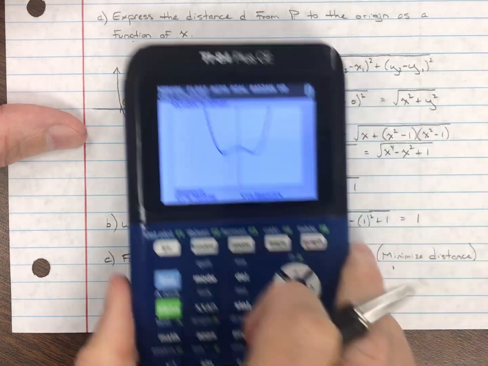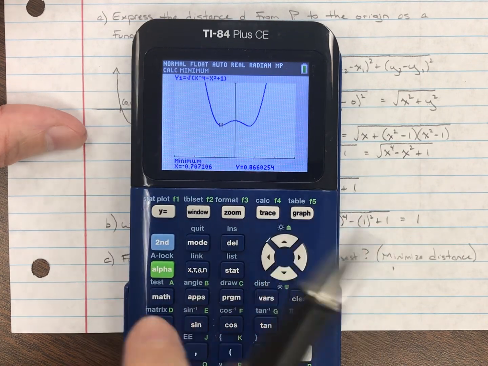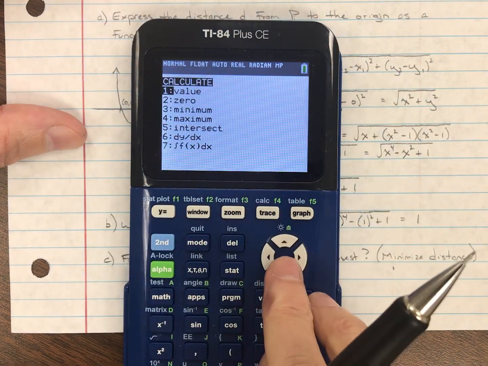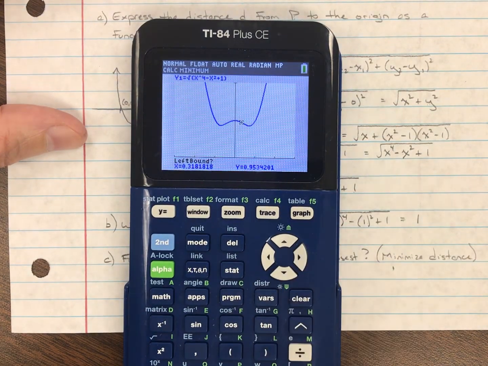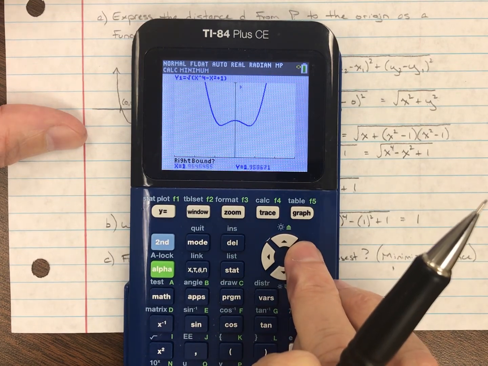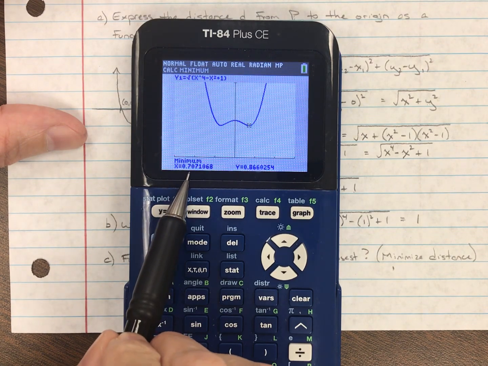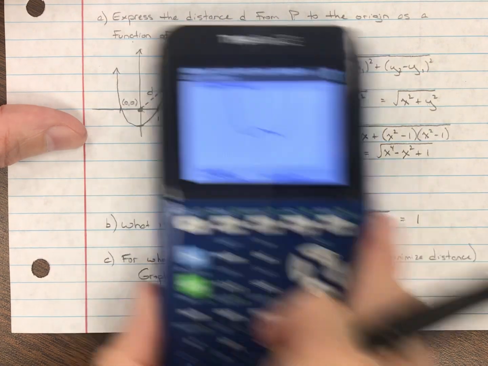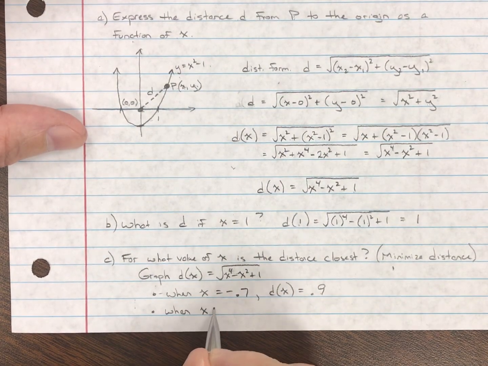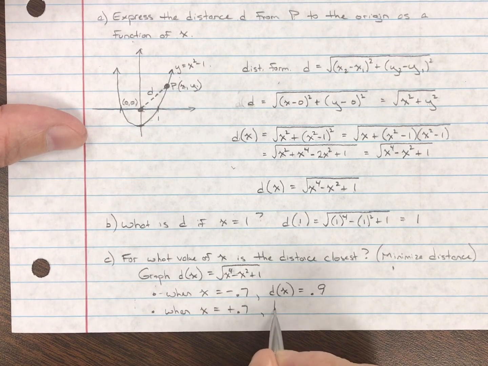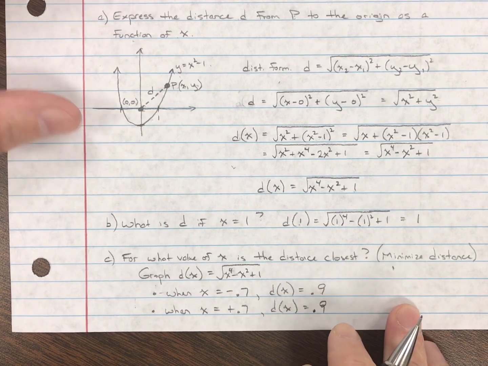Okay, and let's look at the other side. We have another one here in our distance where the distance is a minimum. So second calc, let's calculate the other minimum. In this case, I want to be over here. That's my left bound. Here is my right bound, and it makes sense because it's symmetrical, that it's +0.7, and again you get a distance of 0.9. So also, when x is equal to +0.7, the distance is also 0.9 units, and that's the minimum.